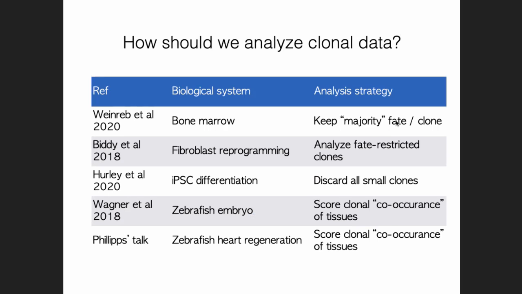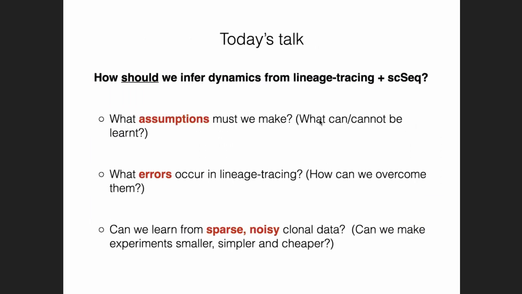So in some cases, you just take the clones and you just look at the majority fate. In other cases, you just take the clones which are fate restricted and only pay attention to them. In another one, you throw away all the small clones, you only keep the big clones. Then there's different approaches like the ones that Philip used and ones that we've used in the past, where you look for co-occurrence or correlations between enrichment of two tissues that tend to have the same clonal patterns.